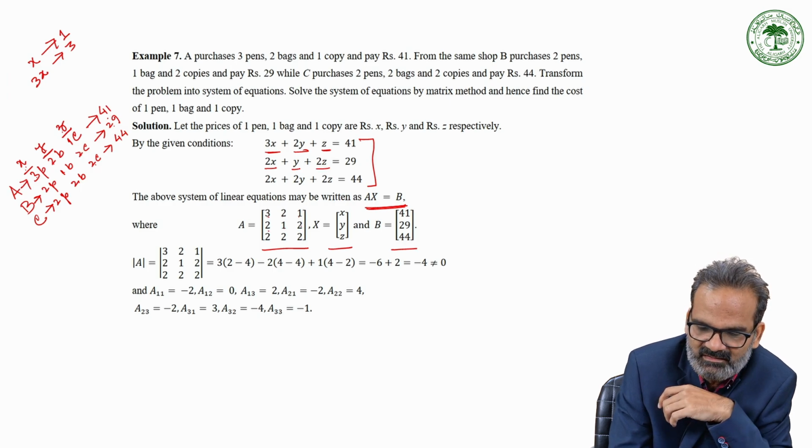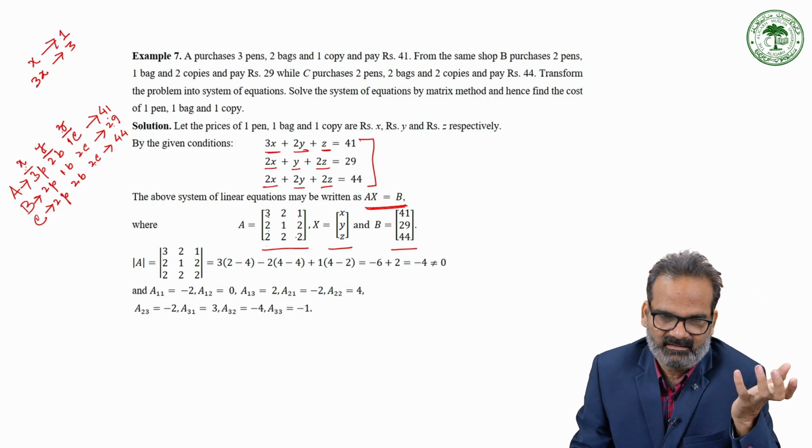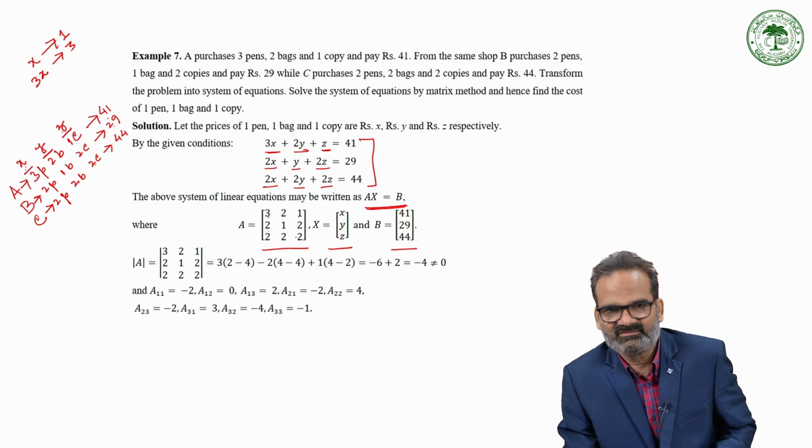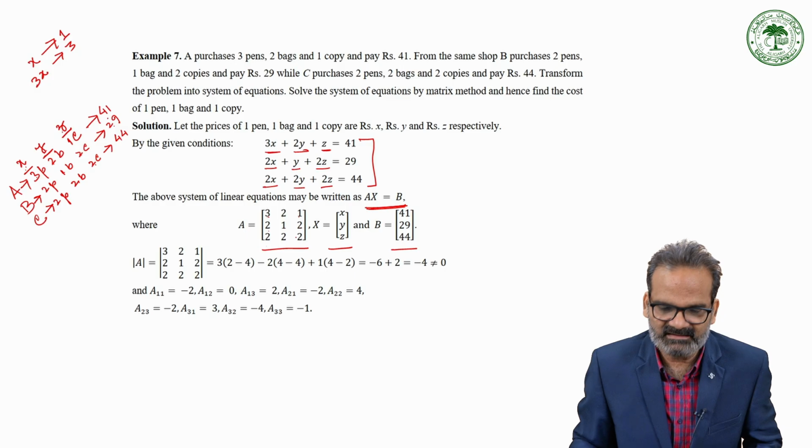So 2, 1, 2. In the third, coefficient of X is 2, coefficient of Y is 2 and coefficient of Z is 2. So 2, 2, 2. This is how we can write down the matrix of the coefficients of the variables X, Y, Z, right? Now after that, the first step is what?